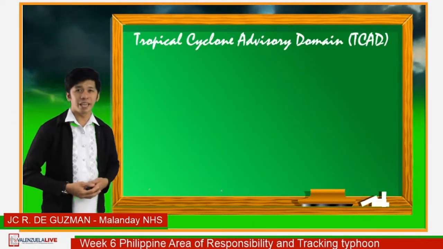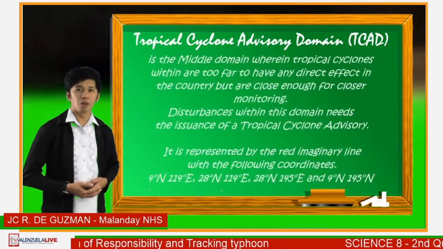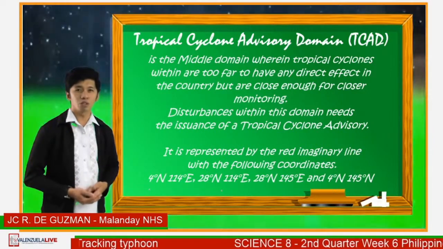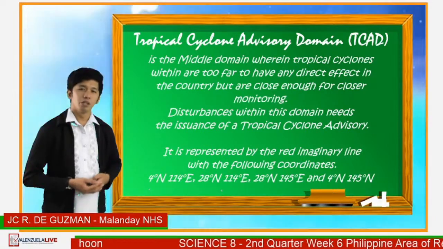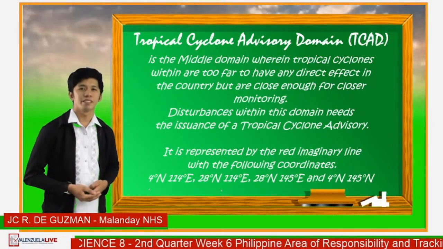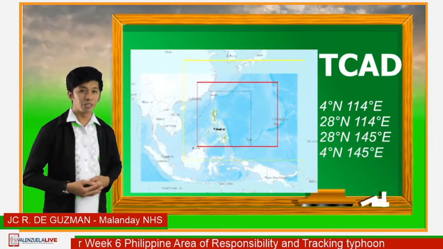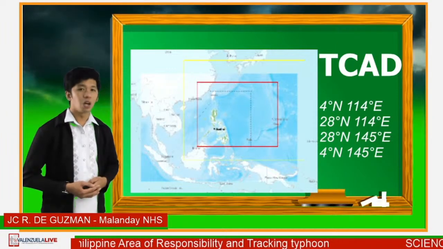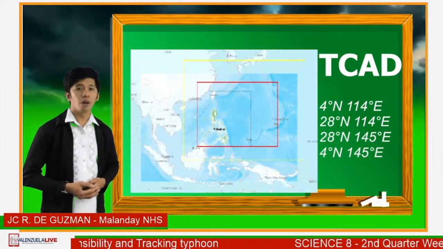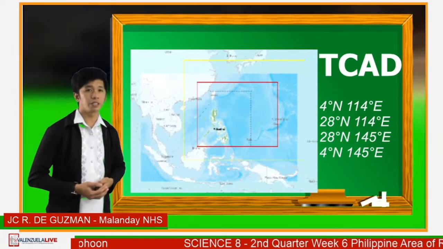Now, what do we mean by TCAD? TCAD, or Tropical Cyclone Advisory Domain, is the middle domain wherein tropical cyclones within are too far to have any direct effect in the country, but are close enough for closer monitoring. Disturbances within this domain need the issuance of a tropical cyclone advisory. It is represented by the red imaginary line with the following coordinates: 4 degrees north, 114 degrees east, 28 degrees north, 114 degrees east, 28 degrees north, 145 degrees east, and 4 degrees north, 145 degrees east.